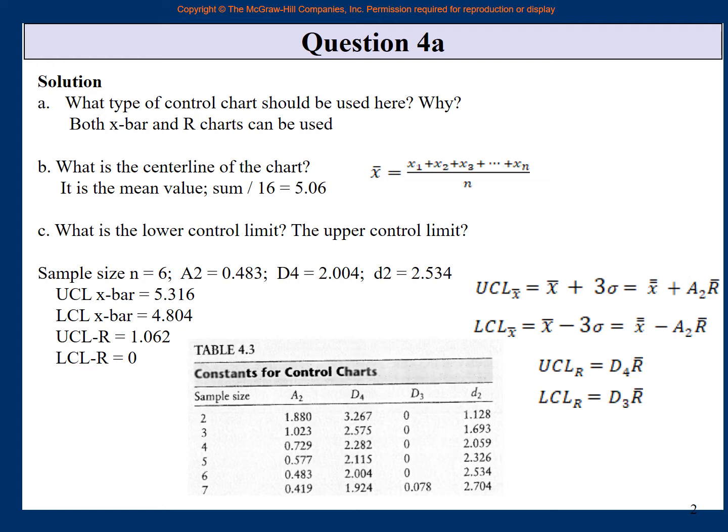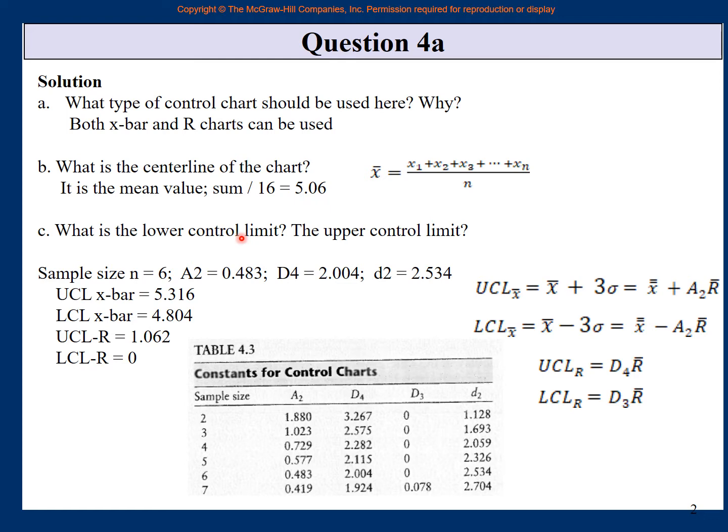Second, what is the center line of the chart? Center line of the chart, you know it, you just take the mean value. So there are 16 averages given. You take the average of the averages. So you take the sum of each value divided by 16. This comes out to be, by my calculation, 5.06, and I think your calculation was also the same. It is the X double bar, right? X bar is for one sample. Those values are given, and X double bar, the grand average, is the mean of the mean, right? So what is the center line of the chart? It is this mean value.